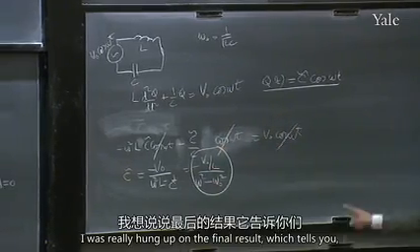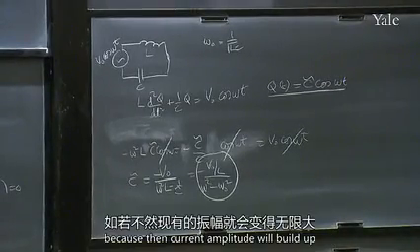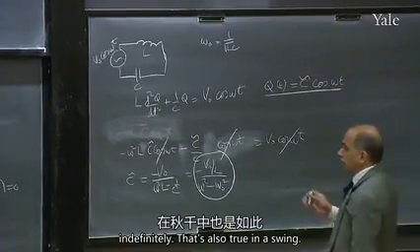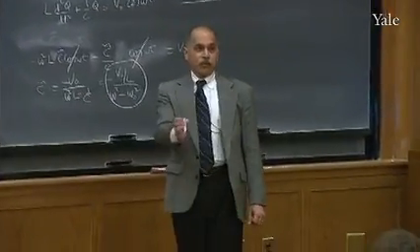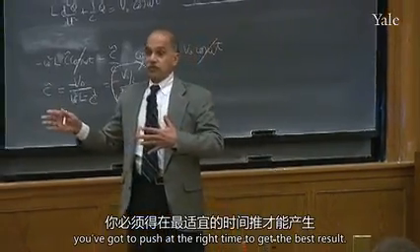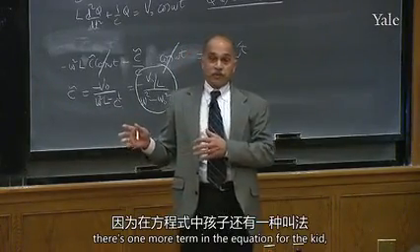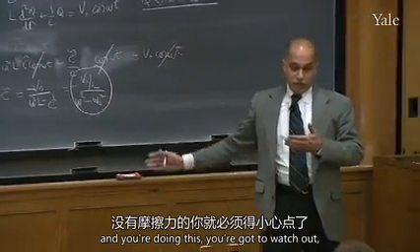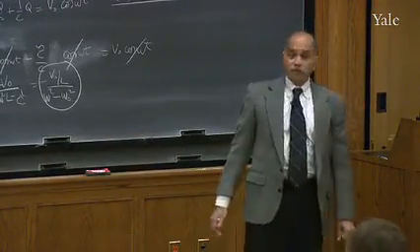I was really hung up on the final result, which tells you you better not drive this at the resonant frequency, because then current amplitude will build up indefinitely. That's also true in a swing. If you got a swing and the kid's coming back and forth, and you're reading a newspaper, just pushing the kid, you got to push at the right time to get the best result. And that kid's not going to fly off because there's one more term in the equation for the kid, which is friction. But if you had a frictionless swing and you're doing this, you got to watch out because soon there'll be nobody around because the amplitude will keep growing.